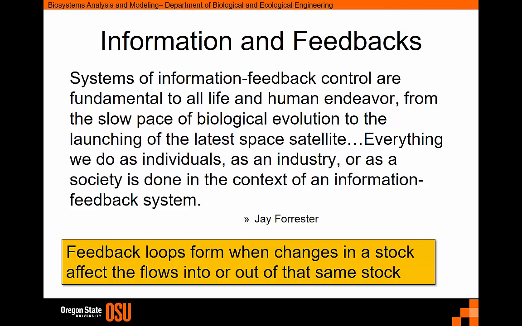Information typically propagates from stocks, what we'll call state variables, to flows to control the rate of the flow. Feedback loops form when stocks control, either directly or indirectly, an inflow to or an outflow from itself. These are important regulators of system behavior.